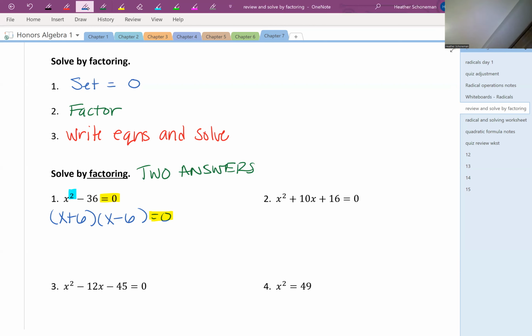Okay, so let's do that. So we just did step 2, we factored. Third step is to write equations and solve.